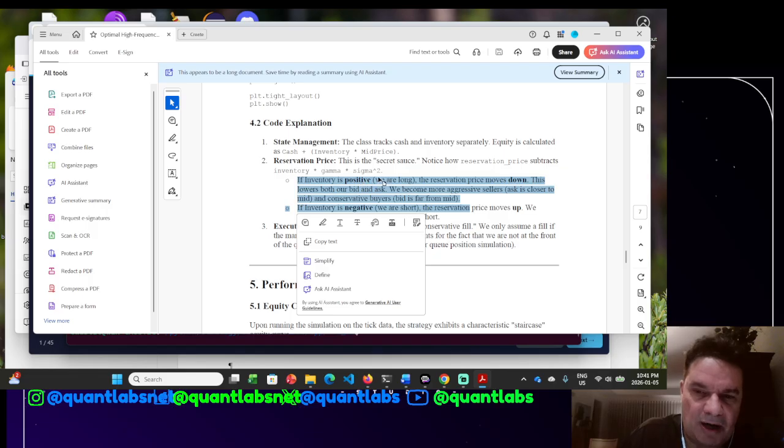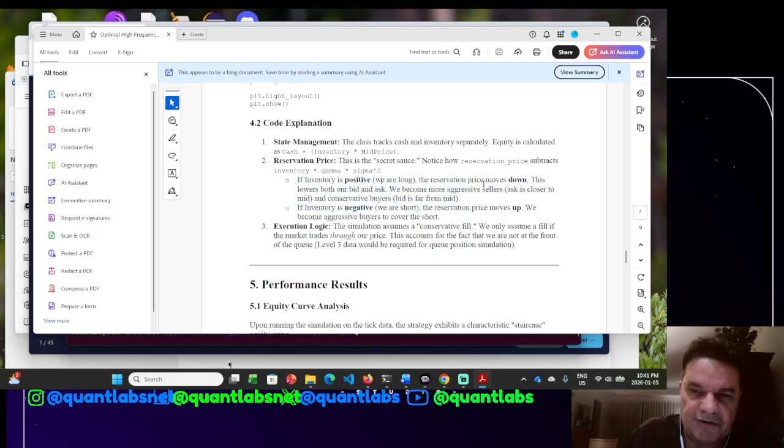If the inventory is positive, we're long. The reservation price moves down. This lowers our risk: our bid and ask become more aggressive with the sellers. The ask is closer to the mid, and the conservative buyer's bid is far from the mid. So again, on the flip side, if inventory is negative, we're short, which basically means that the reservation price moves up. We become aggressive buyers to cover the short.